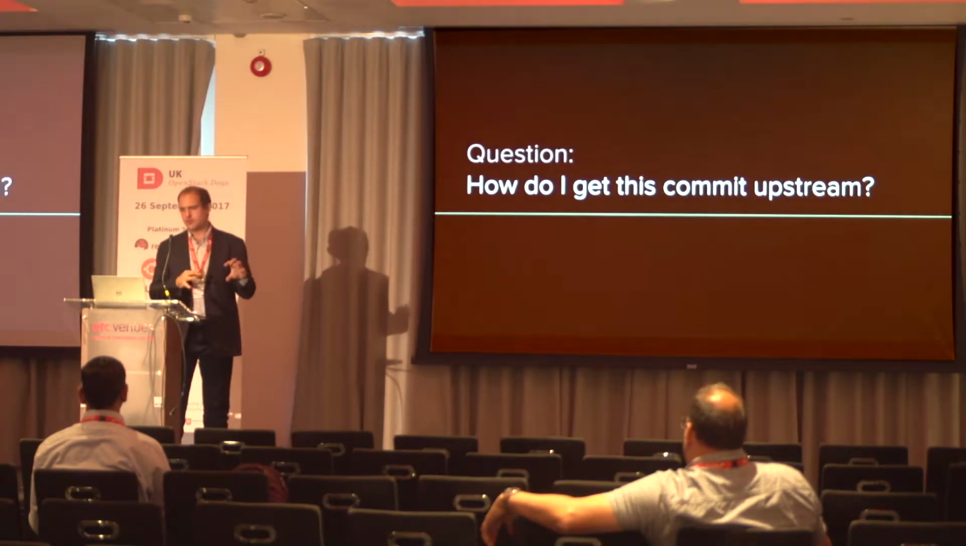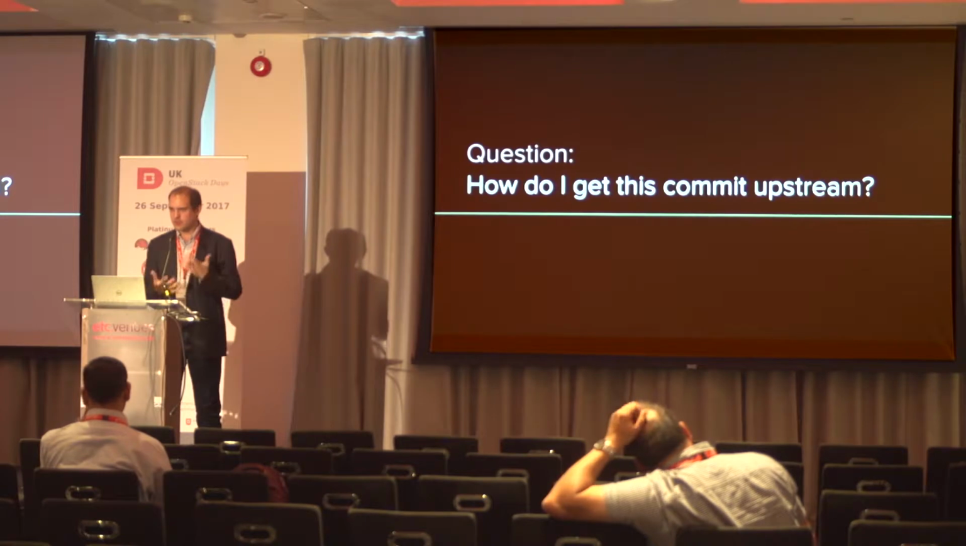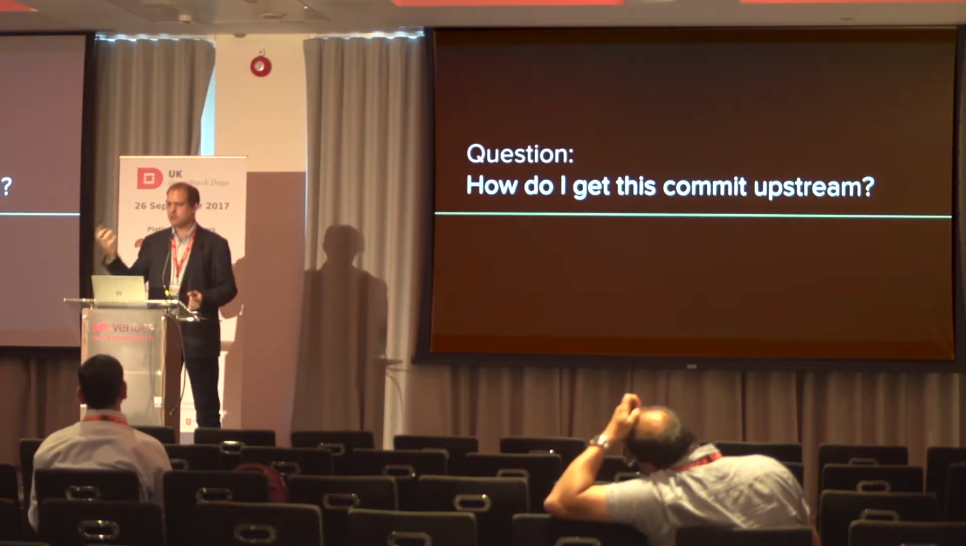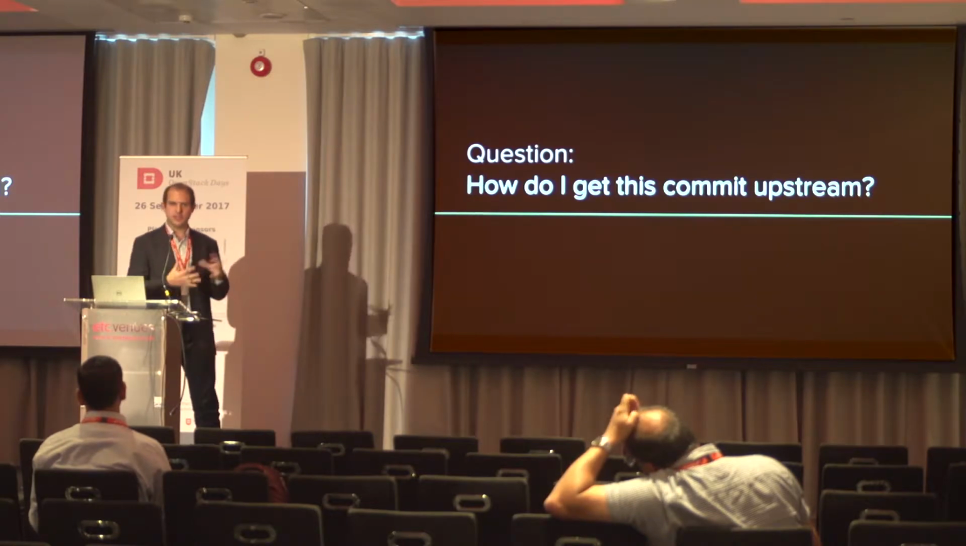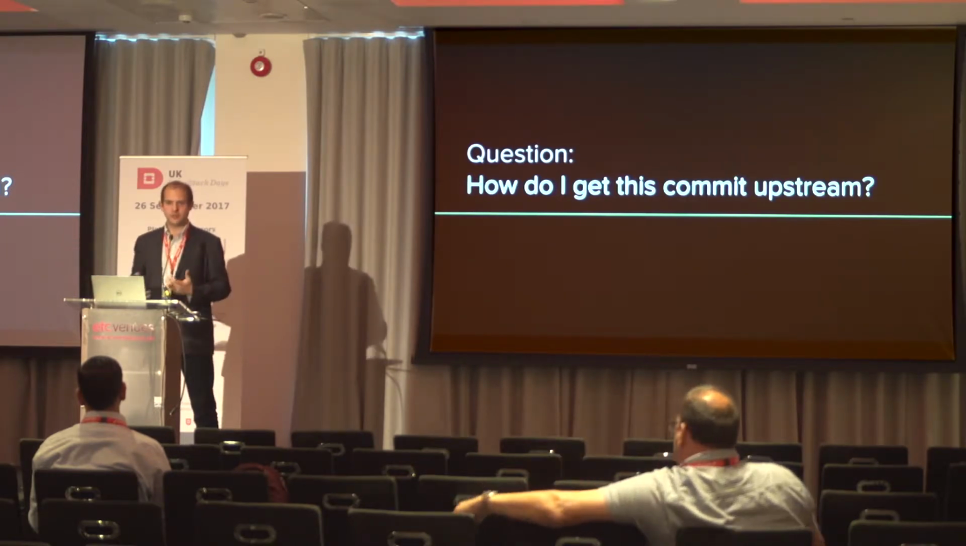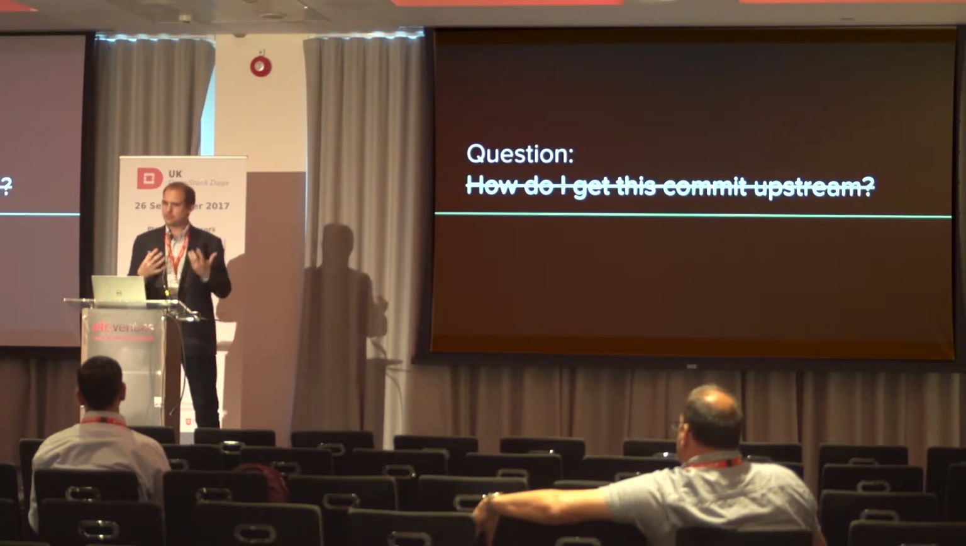So when it comes to being involved in the upstream community, one of the questions I get asked and have been asked in the past is, how do I get this commit upstream? You know, I've been working on this. I've got this thing internally. It's fixed our problem, and I want to get this commit upstream so that when I next upgrade, I just get the fix for free. Seems a good question. I think it's probably actually the wrong question to ask.